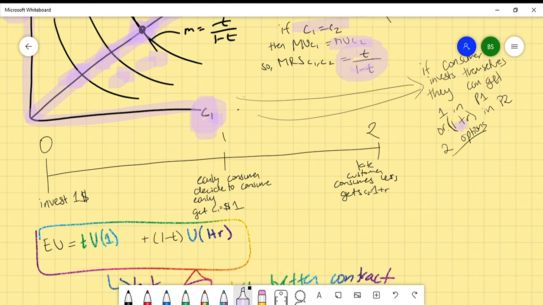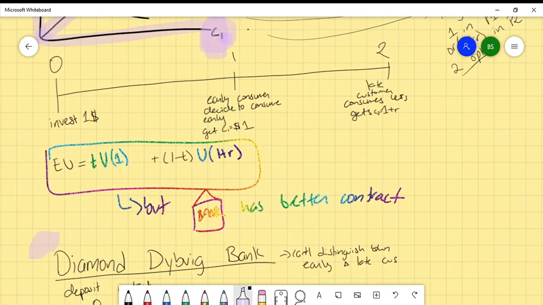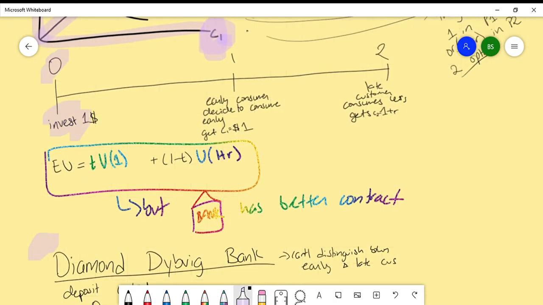So in period 0, I invest $1. In period 1, all the early consumers decide to consume early, so they get C1 equals $1. And in period 2, all the late consumers consume later. They get 1 plus R. That's how much money they get.